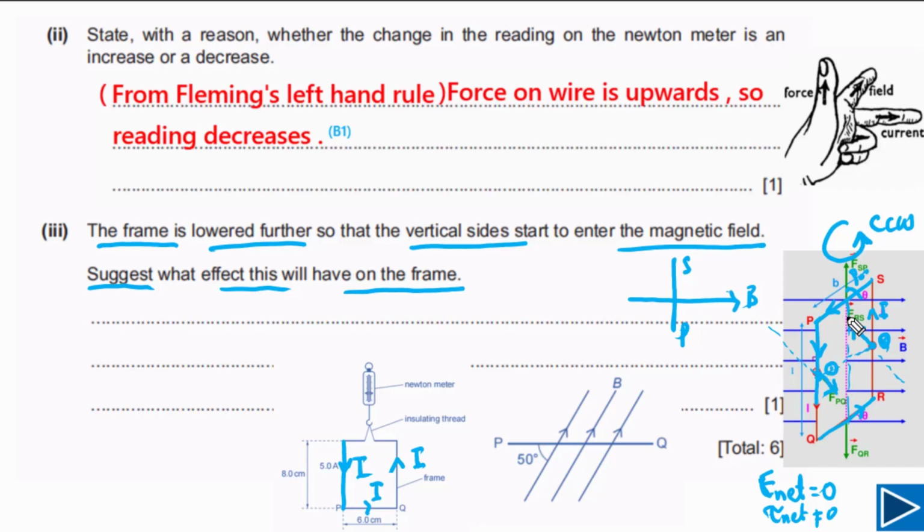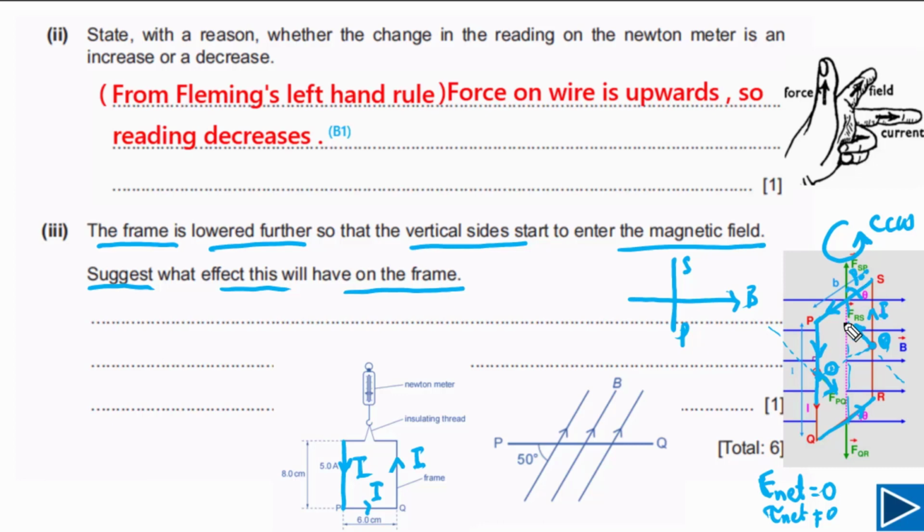But this loop will continue rotating because it has momentum. The net torque is 0 when the angle between SP and the magnetic field is 90 degrees. At that time the line of action of these two forces and the line of action of these two forces will be along the same line.